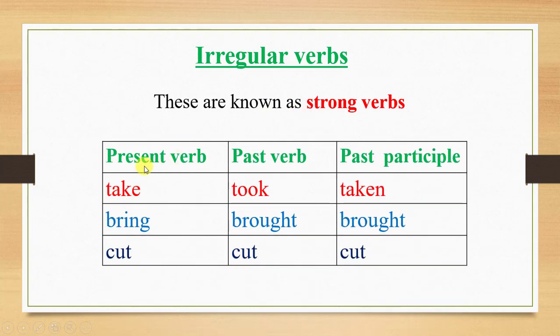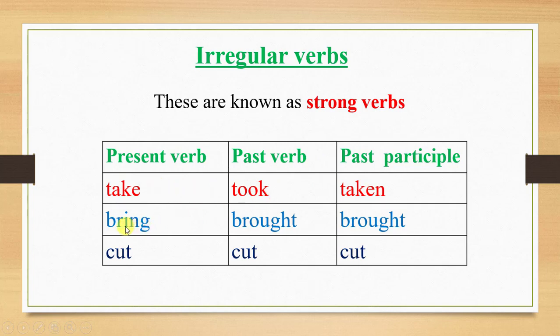Observe the following table. First form of the verb V1, second form of the verb V2, third form of the verb V3. Here I have given 3 kinds of verbs. Look at the first one: take, took, taken. Here the first, second and third forms of the verb are different, by changing the vowel letter.